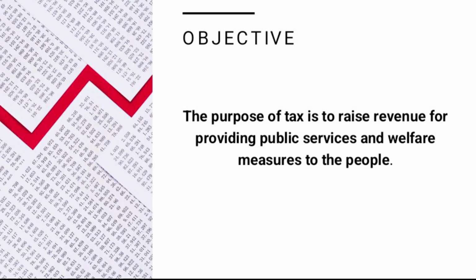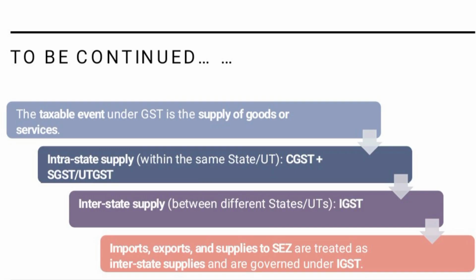The taxable event under GST is the supply of goods or service. I said to you, the taxable event means the first point on which GST arises is supply. So that is the taxable event.